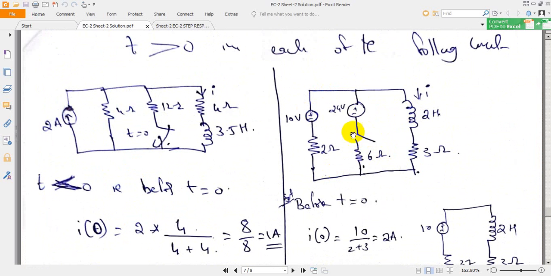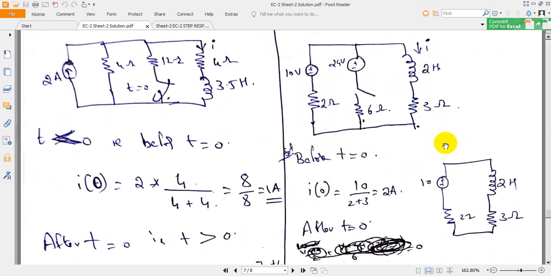When this switch is open, we have a voltage source in series with the 2 henries, 3 henries and 2 ohms. So the current flowing through this inductor will be, since it is short circuited, the total voltage divided by the total resistance by Ohm's law. I naught is equal to 10 divided by 2 plus 3, which is equal to 2 amperes. We got the current before the switching operation.